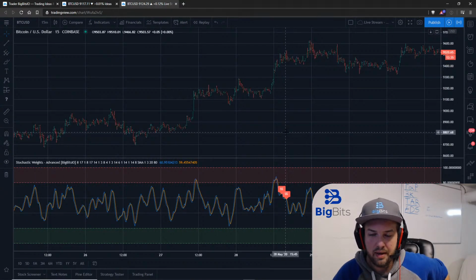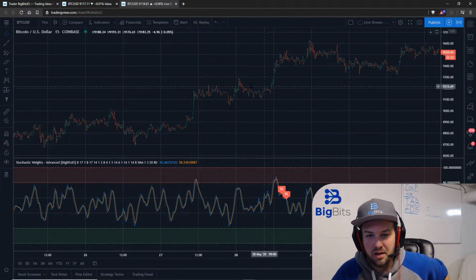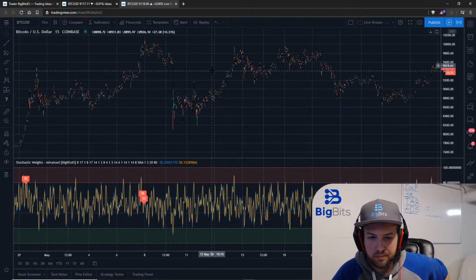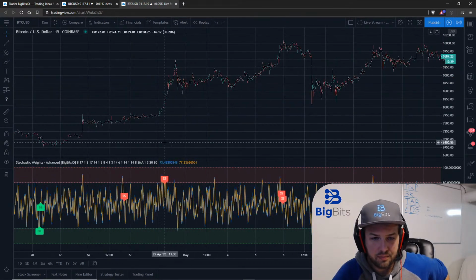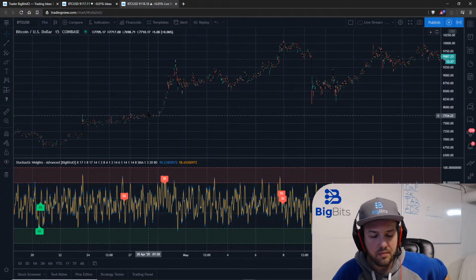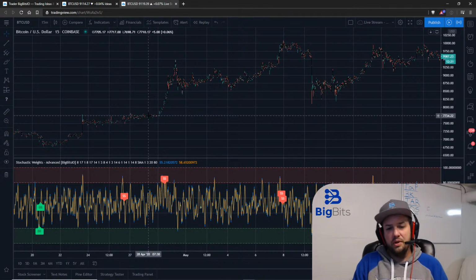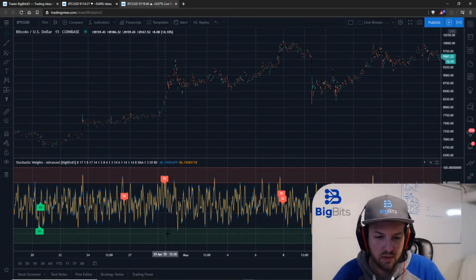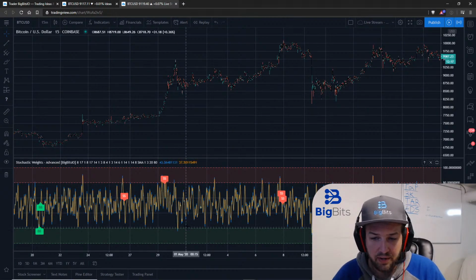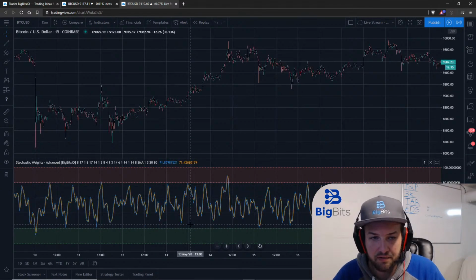These weren't too bad, but price just kind of consolidated there, so it wasn't that great. But yeah, I've done a lot of work on finding the divergences here, and also really just looking at these levels is one way to actually trade it, so you don't actually have to find the divergences.